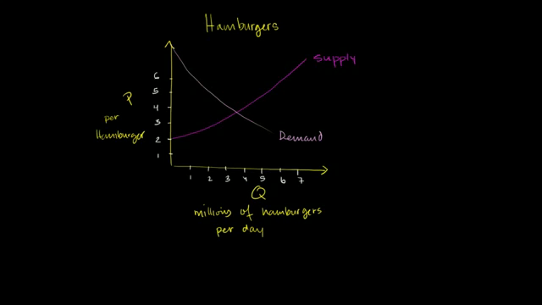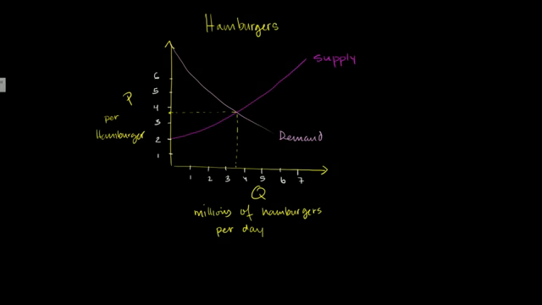Let's look a little bit at the market for hamburgers. So this is the supply and the demand curve for the price and the quantity of hamburgers sold per day. If we have a completely unfettered market, no intervention, no taxes, nothing like that, then we have an equilibrium price and an equilibrium quantity. The equilibrium price looks like it's about $3.75 per hamburger. The equilibrium quantity looks like it's about 3.5 million hamburgers per day.